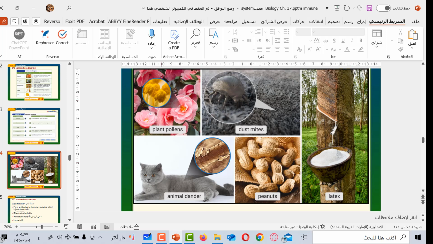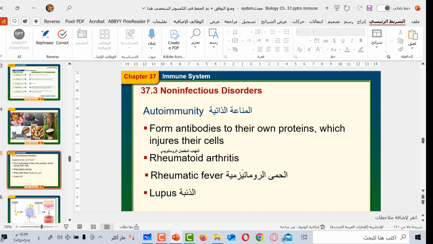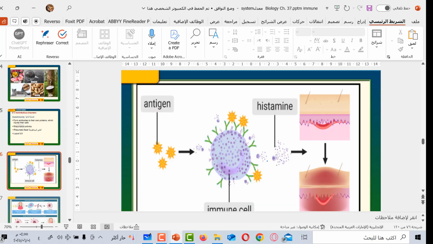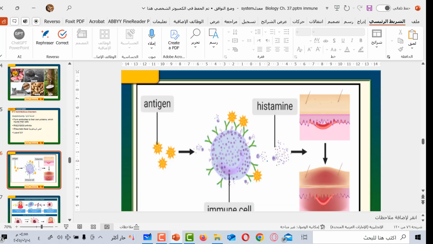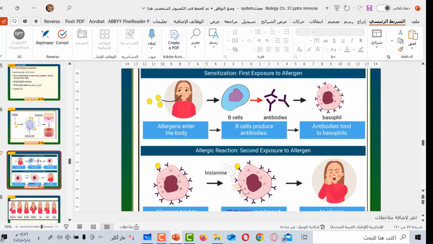ادي برضه صورة بتوضح لنا الحاجات الخاصة بالالرجين. هنا بيوضح سبب الالرجين، الانتيجين المسبب لهذه الحساسية. بيروح على الاميون سيلز، فالاميون سيلز بتنتج مادة الهيستامين، وتبتدي تظهر الحاجات اللي قلناها، ومنها ان الالرجين enter the body. بعد كده ال B cell produce antibodies.